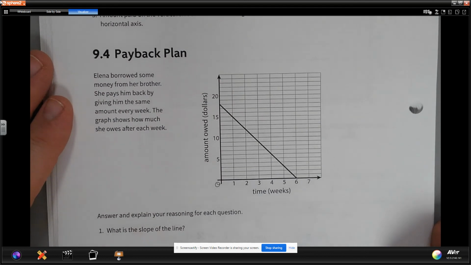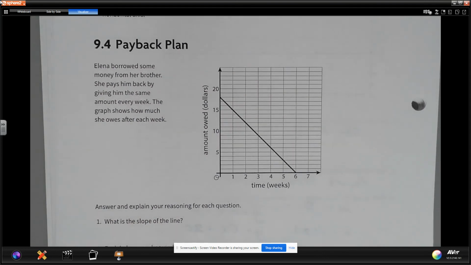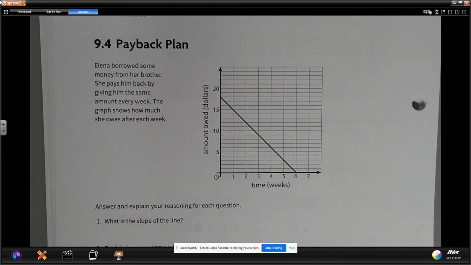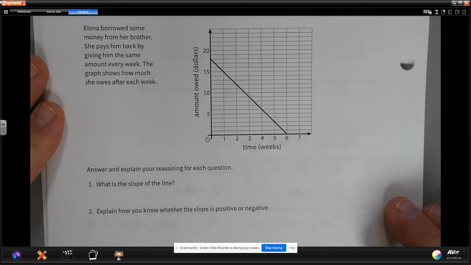Talk about Elena. She's borrowed some money from her brother, and she's going to pay him back by giving him the same amount every single week. Well, let's talk about a couple of questions. It says, answer and explain your reasoning for each question. Talk about the slope of the line. Let's think about the slope of this line.